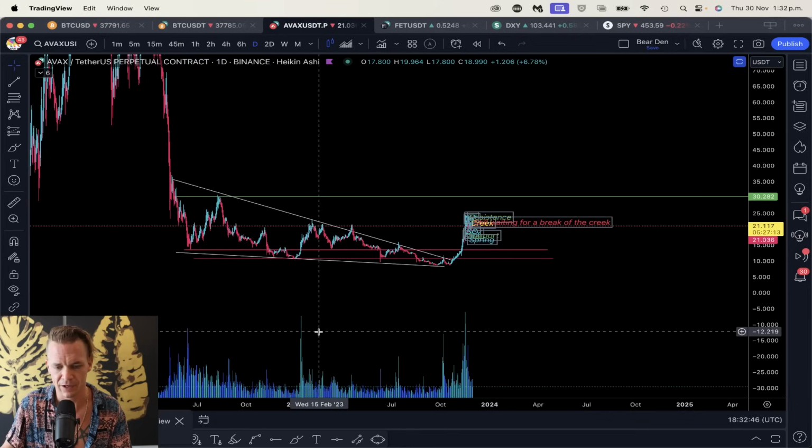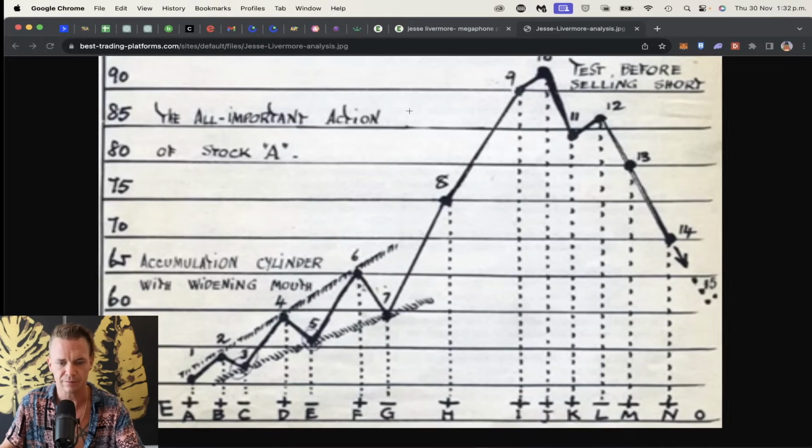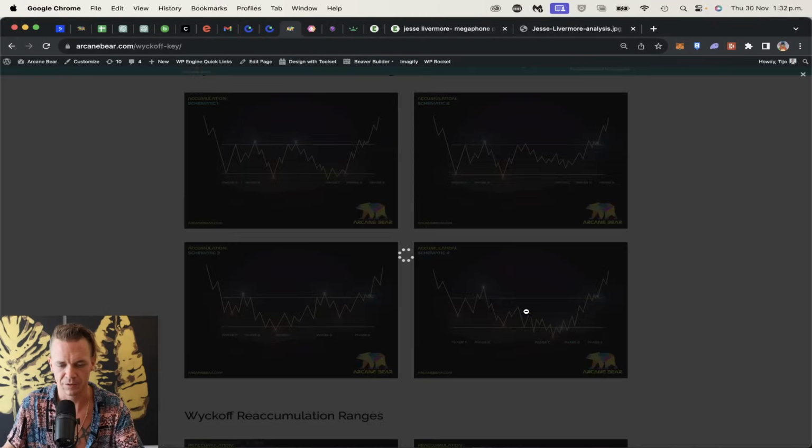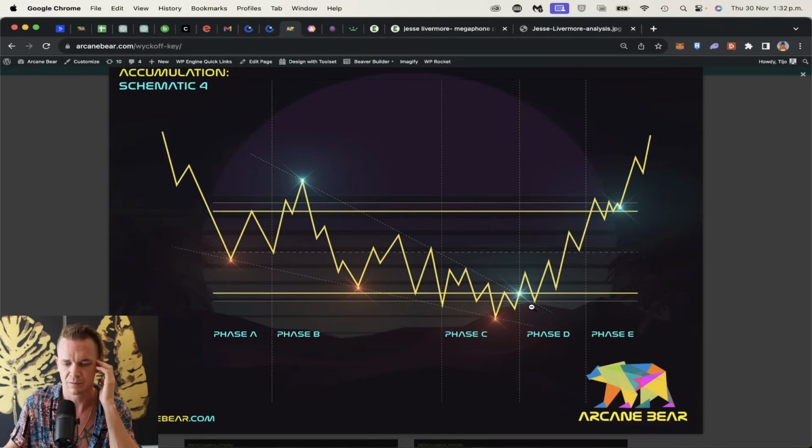The other fun thing here, I think, to note is our relationship between these two. So this is an accumulation schematic 4. This is what a lot of traditional traders call a falling wedge. Notice the falling wedge through the horizontal trading range. We only focus on horizontal trading ranges. These are the most powerful ways to look at the market.